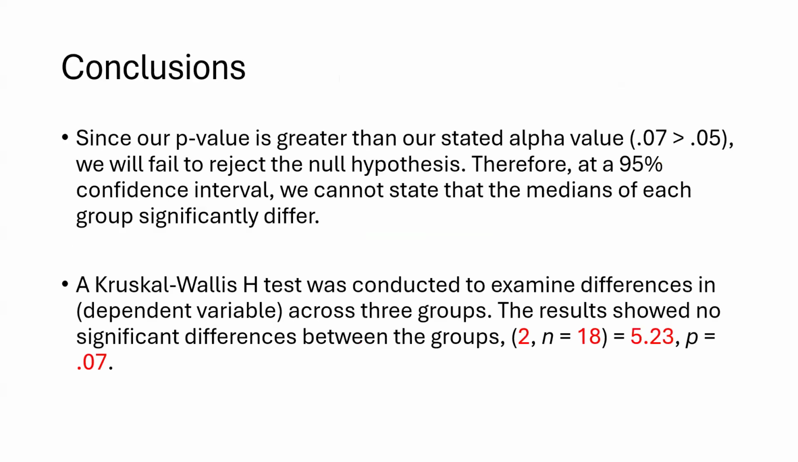Since our p-value is greater than our stated alpha value, we will fail to reject the null hypothesis. Therefore, at 95% confidence interval, we cannot state that the medians of each group significantly differ.